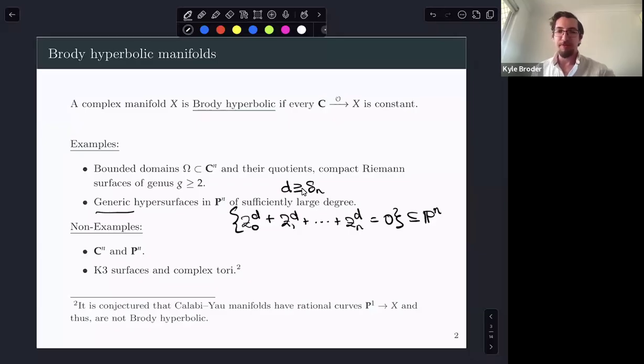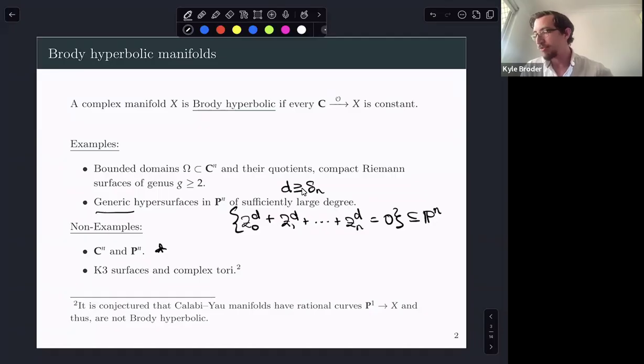When understanding hyperbolicity, it's also important to understand what are not examples of hyperbolic manifolds, and the main candidates for this criterion are C^n and P^n. I should maybe note that P^n to me is always CP^n. So these are definitely non-hyperbolic manifolds. They have many holomorphic mappings from C into them.